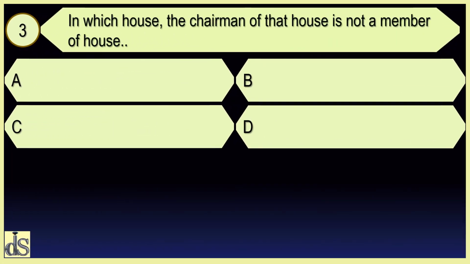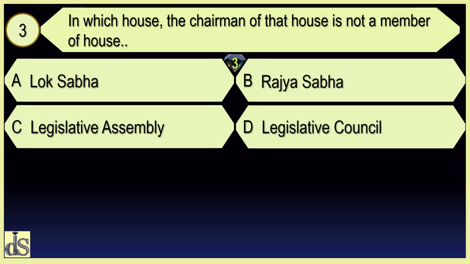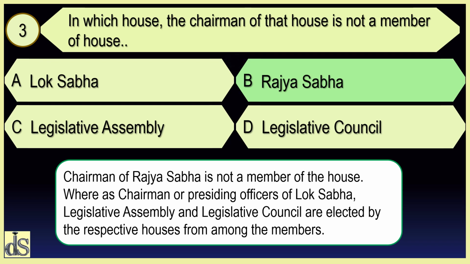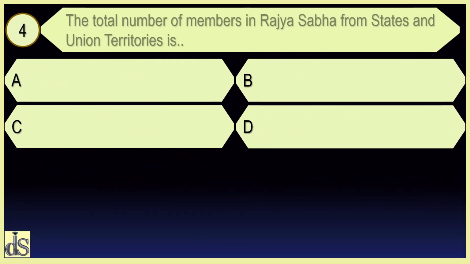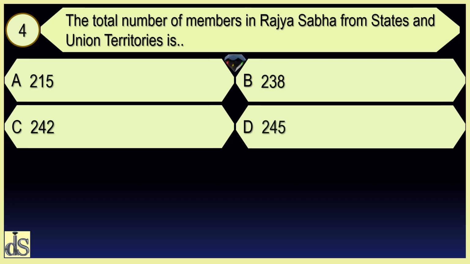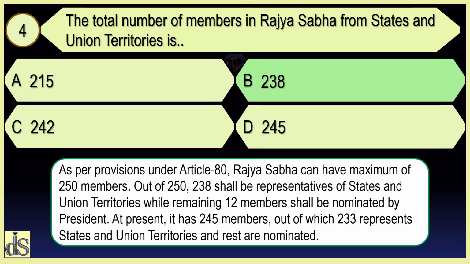In which house the chairman of that house is not a member of house? Rajya Sabha. The total number of members in Rajya Sabha from states and union territories is 238.